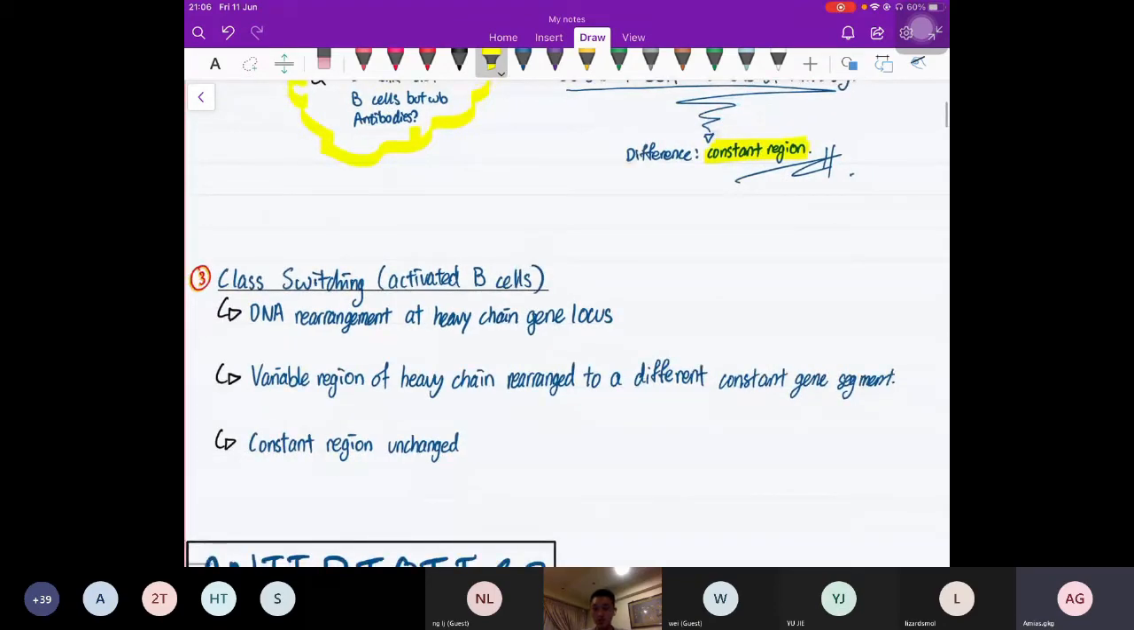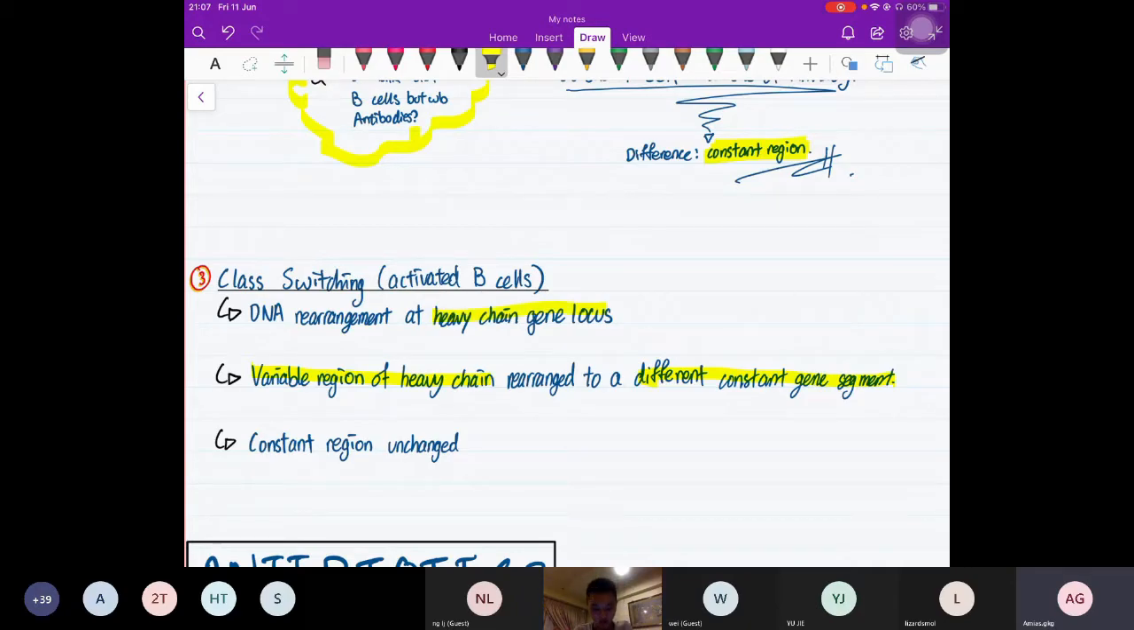Okay, so class switching is the easiest of the three mechanisms to understand. Class switching just means one thing. The variable region of your heavy chain, the variable region that we generated just now during our VDJ recombination, is now rearranged to a different constant gene segment. That's all class switching is. One thing, variable region now is connected and rearranged to a different constant gene segment. That is it. Okay, so this occurs at your heavy chain gene locus.